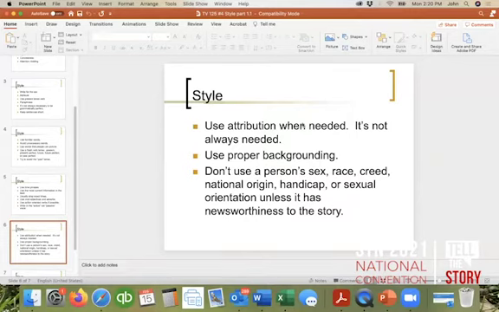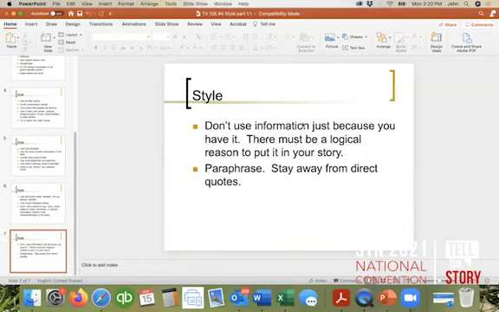It's not always needed. Use proper backgrounding, and don't use a person's sex, race, creed, national origin, handicap, sexual orientation, unless it has newsworthiness to the story. Otherwise, it just doesn't matter. Don't use information just because you have it. There must be a logical reason to put it in the story. And paraphrase and stay away from direct quotes unless you are needing an official statement from somebody and they don't give it to you on camera. Then yes, that's your way to do it.